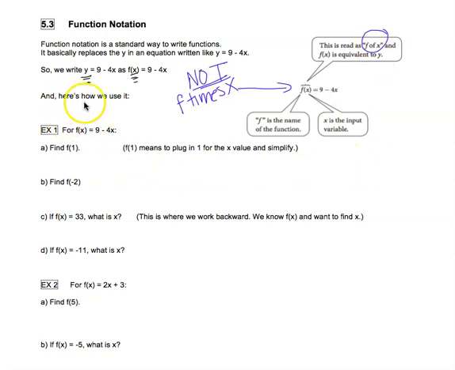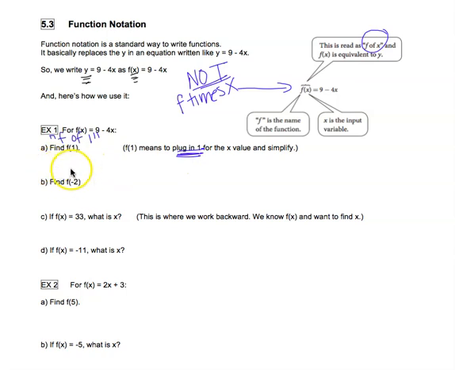So here is how we use it. This is the most important part. So you'll see things written in function notation like this. This says, if we're reading that in words, find f of 1. And what that means is to plug 1 in for the x value and to simplify it. So this does not mean f times 1. It means plug in 1.